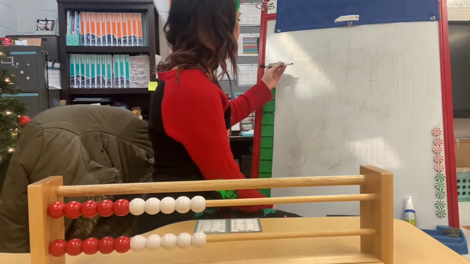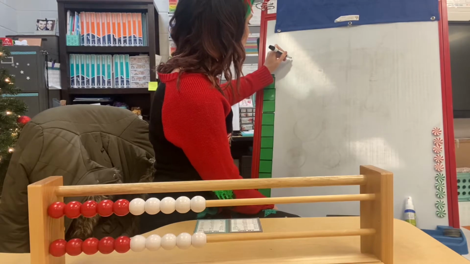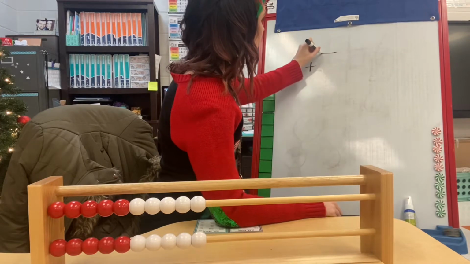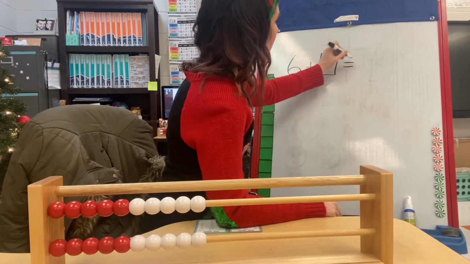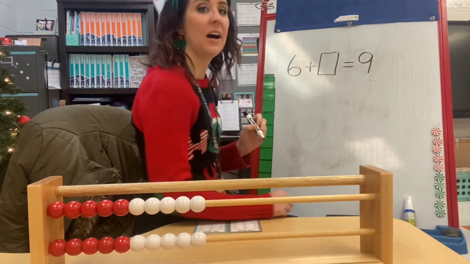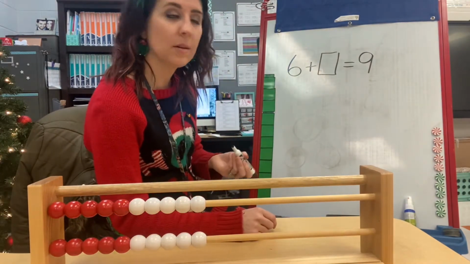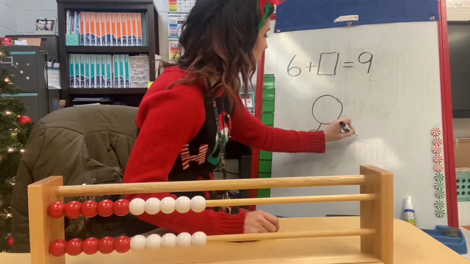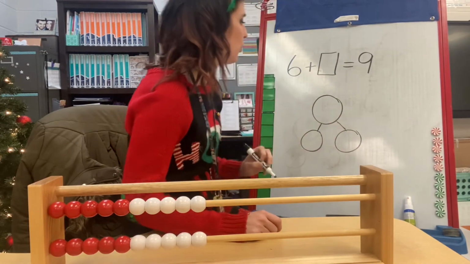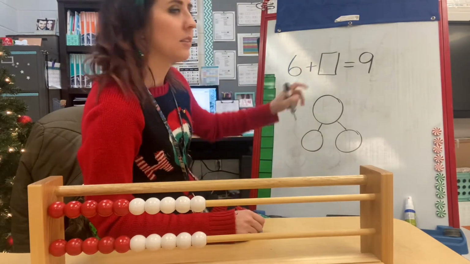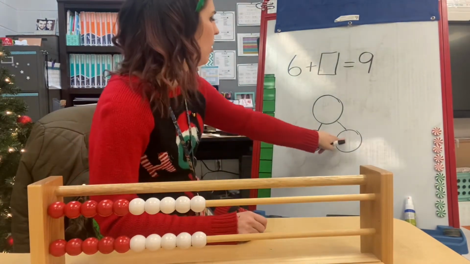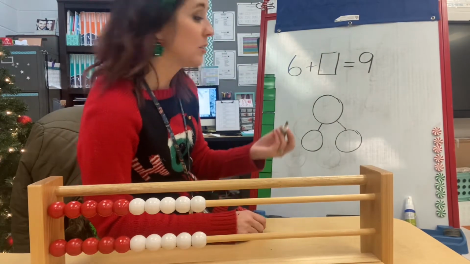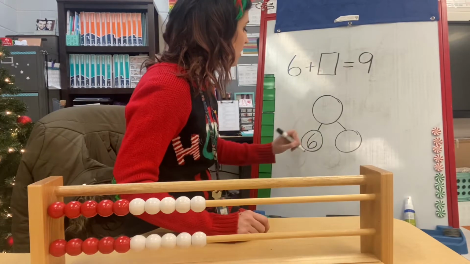Okay, let's do 6 plus something equals 9. 6 plus something equals 9. Let's draw our number bond. And then let's put in the information we already know. 6. What is 6? Is it one of the parts or is it the whole? 6 is one of the parts because addition is part plus part equals whole.